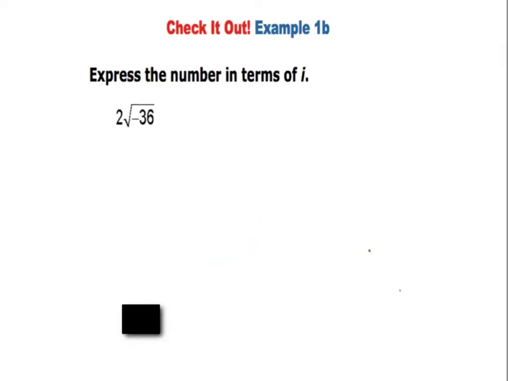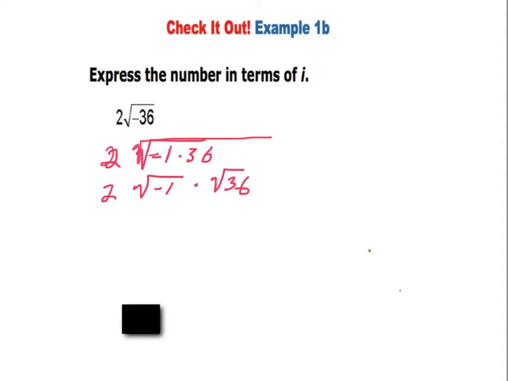Okay, looking at this one, notice there's a number on the outside of it. And looking here, I have -1 times 36. Now, 36 is a perfect square, so I can go ahead and take the square root of -1 times the square root of 36. Now the square root of 36 is going to be, you said it, 6.